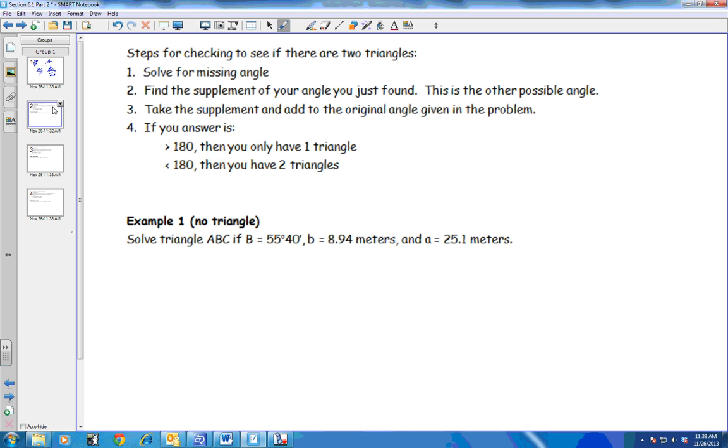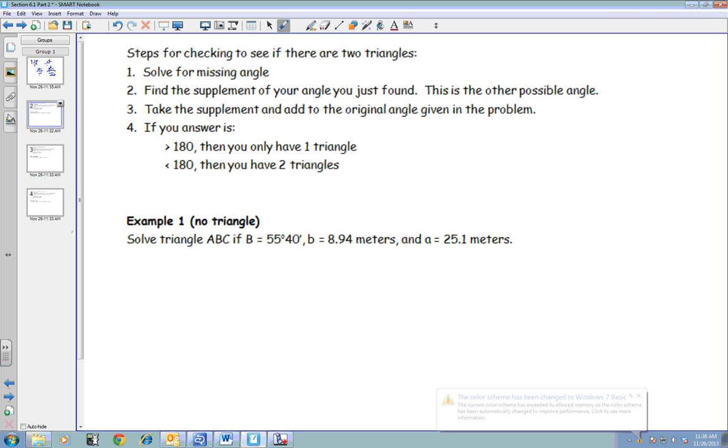The reason we didn't do this in the first section, part 1, is that I didn't want you to have to worry about how many triangles you had. I just wanted you to learn how to use the law of sines. From now on, when we solve triangles using the law of sines, we will always figure out how many triangles we have by following these steps.